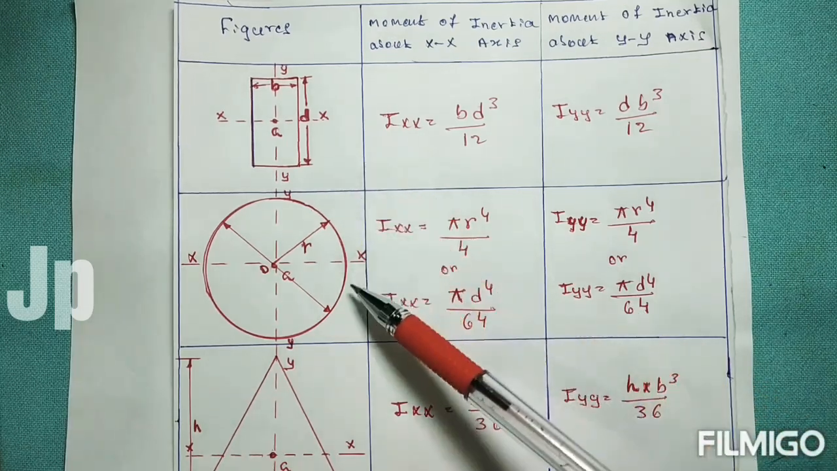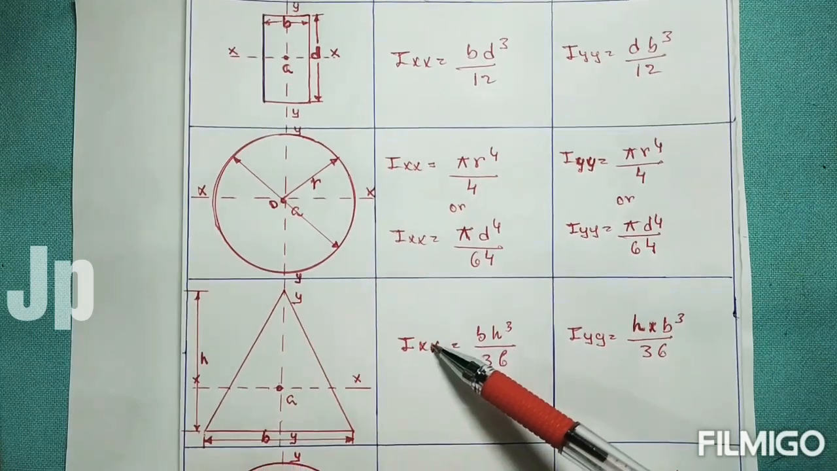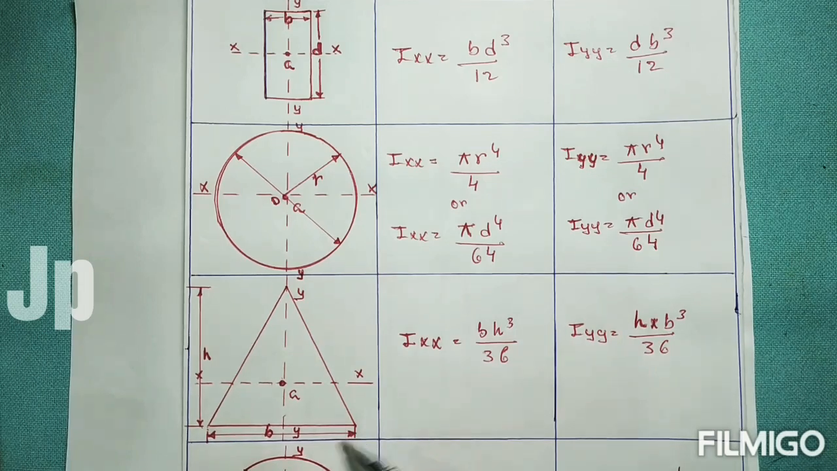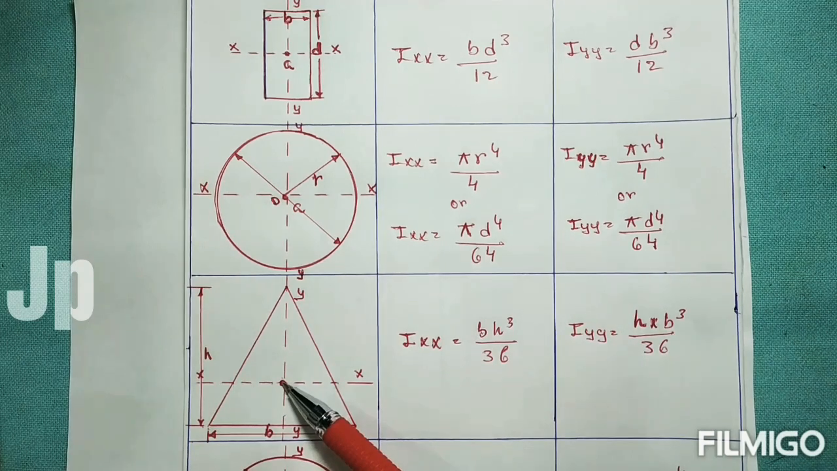So now rectangular is over, circular is over. Next we are considering the triangular sections. For a triangular section, I will take the base as b and the height as h. The CG will be exactly here.